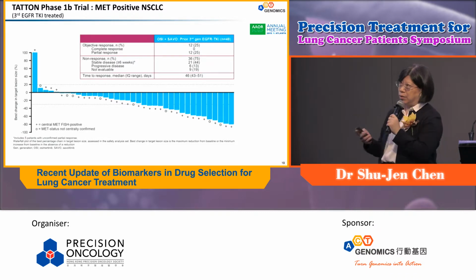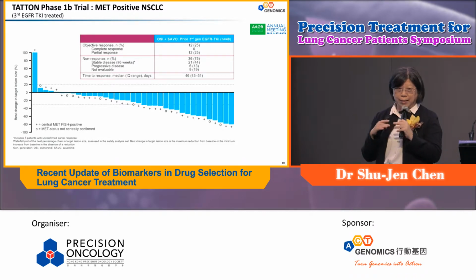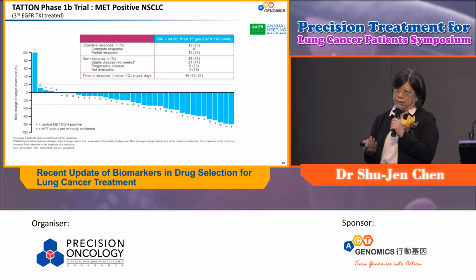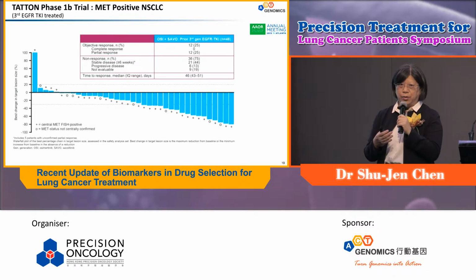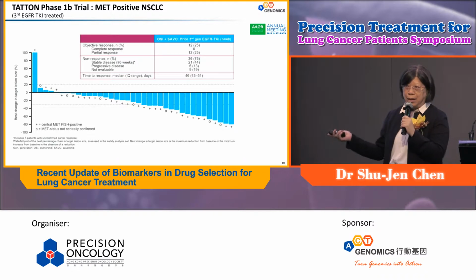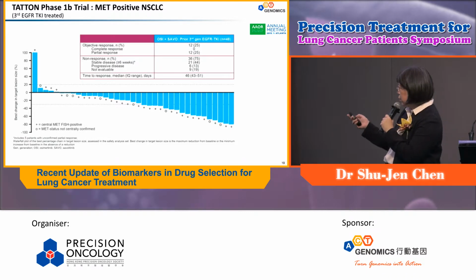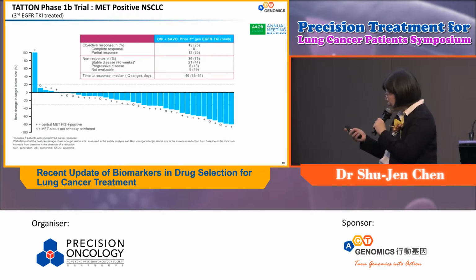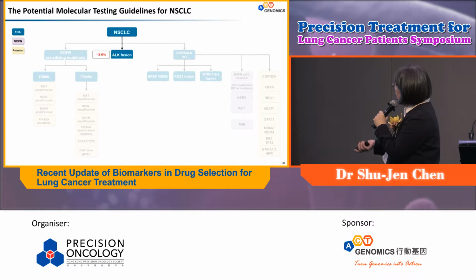And so here, when we set the threshold for amplification, typically we will only report amplification if the patient has more than 8 copies for most of the genes. But for MET amplification, the threshold needs to be set lower because of this reason. And so we pretty much take care of all of the patients who have EGFR sensitizing mutation.